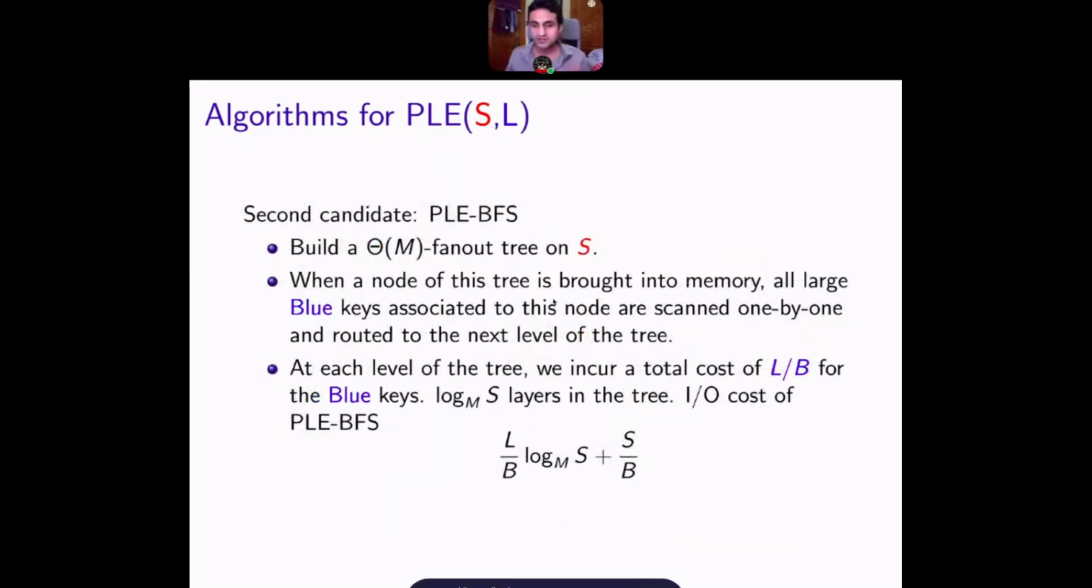The second candidate is sort of a BFS, which is simpler. You build a tree with theta M fan out, and then you flush all the large elements through all layers of the tree. So this is the running time for the second algorithm.